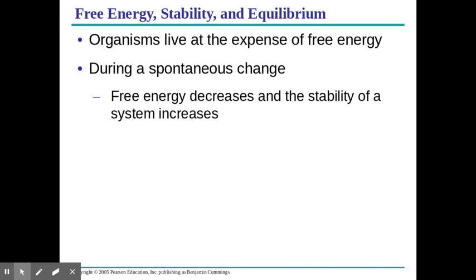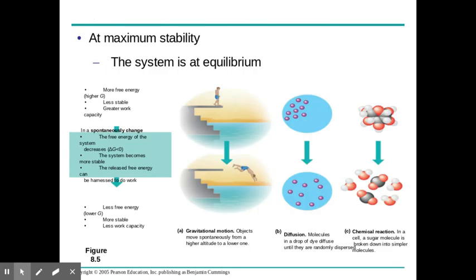So organisms live in an expensive free energy. During a spontaneous change, free energy would decrease and the stability of the system would increase. So if we want to become more organized, is what this is saying, we have to use energy. So our energy is going to decrease, but we're going to become more organized. So delta G must be negative for that. And that'll lead me to this. All right.